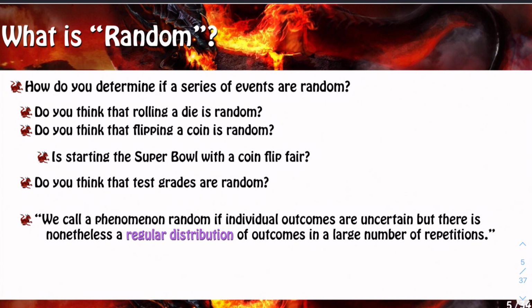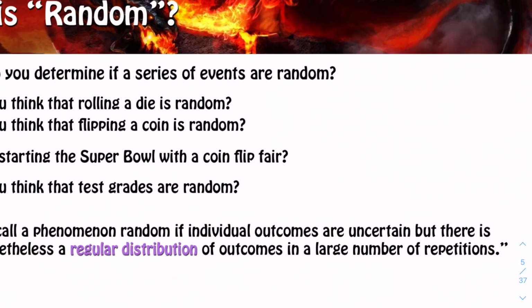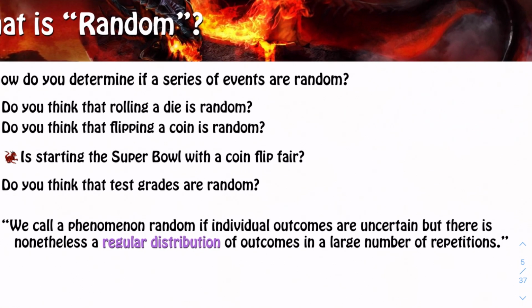So we call a phenomenon random if the individual outcomes are uncertain, but there is nonetheless a regular distribution of outcomes in a large number of repetitions. So if everything is equally likely, and we know that there is a set regular distribution, we can call that random.